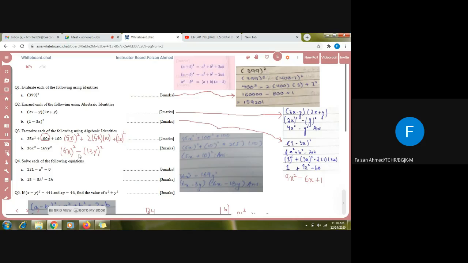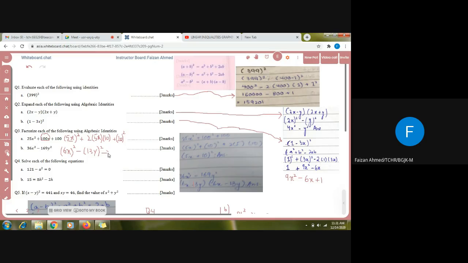So I will just make two brackets, one with a positive sign and the other one with a negative sign. So I will write 6x plus 13y and 6x minus 13y. So this is the answer of part number B. You just have to make two brackets, the first one with a positive sign and the second one with a negative sign.